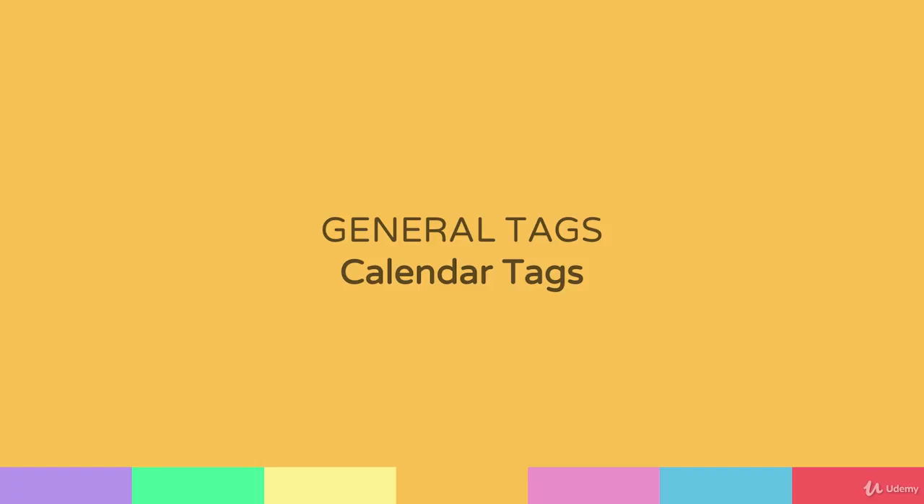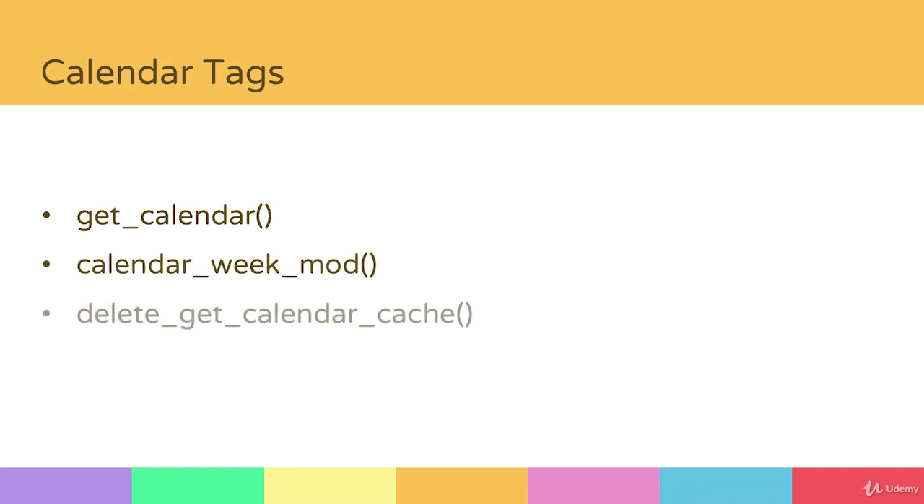In this lesson, we're going to look at some of the calendar tags that are available to us, which ultimately boil down to basically one tag. What we have in terms of calendar tags is get calendar, calendar week mod, and delete calendar cache. Now, if calendar week mod and delete calendar cache sound a little scary or don't make sense to you, that's okay. I'm not going to walk through the code behind them and why we don't need to use them, but really just to point out that we are not really going to need them at all, and really get calendar is the one that we want to focus on here.